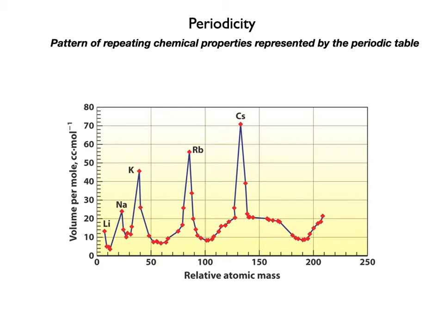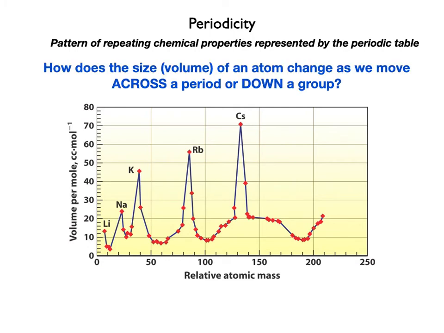And what Mendeleev started to do was he started to generate this plot. So basically, we're going in order of more or less the elemental atomic number of an atom, going across a row, right, and plotting them versus their size. And if you look at this plot, we can start to ask some questions and say, how does the size of an atom change as we move across a period or down a group?